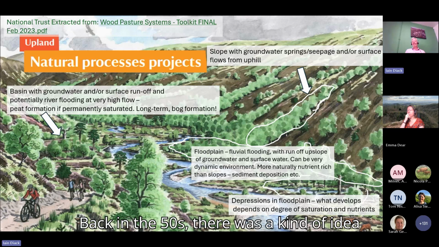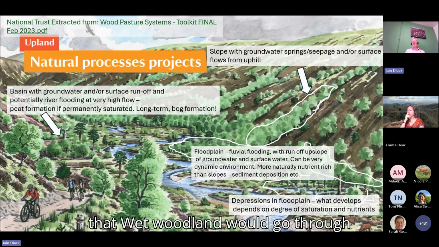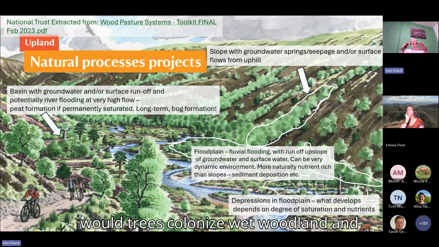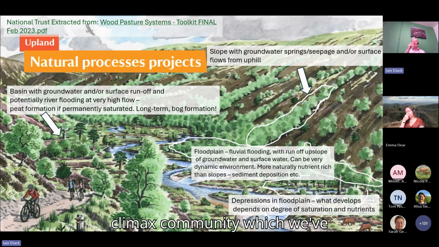Back in the 50s, there was an idea that wet woodland would go through a succession. You get an open wetland, trees would colonise, it becomes wet woodland, and then the wet woodland becomes dry woodland, and that oak woodland is the climax community. We've learned, and I'm sure people at the time knew, that that's not right in a lot of situations, like this one, for instance.